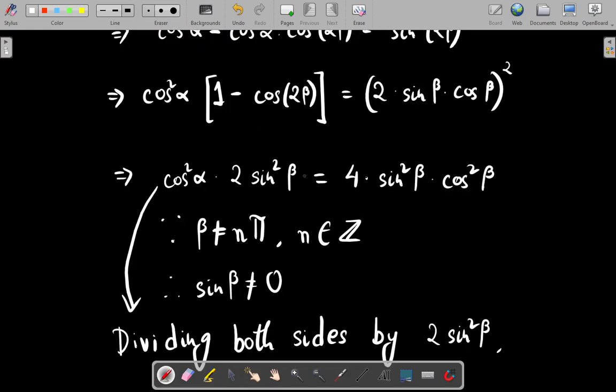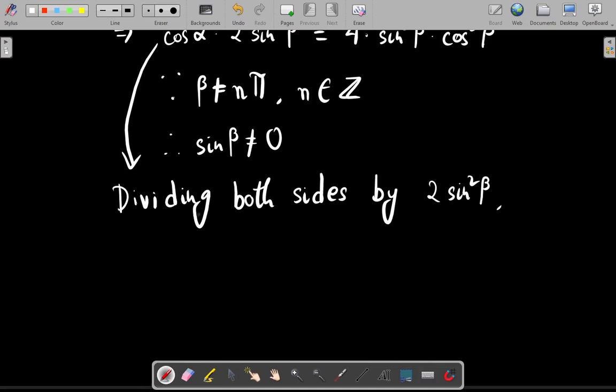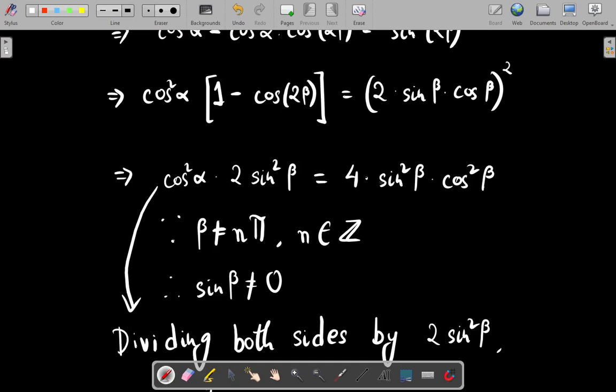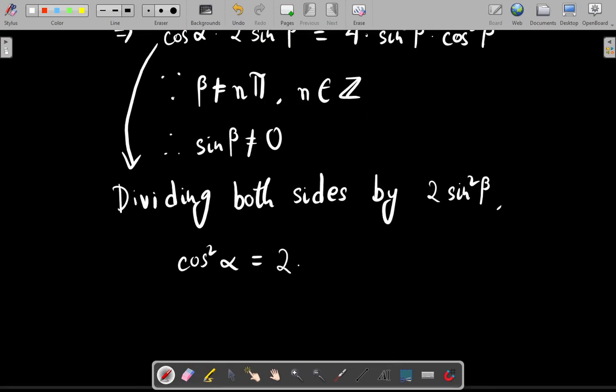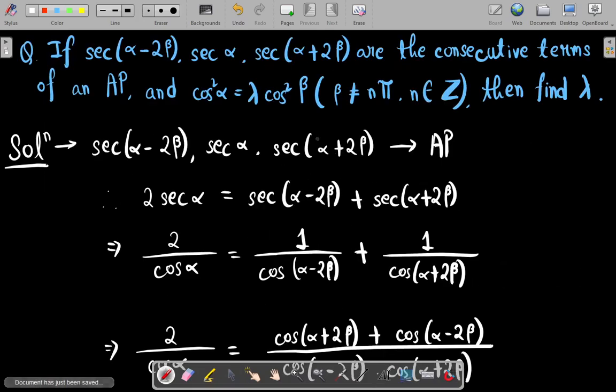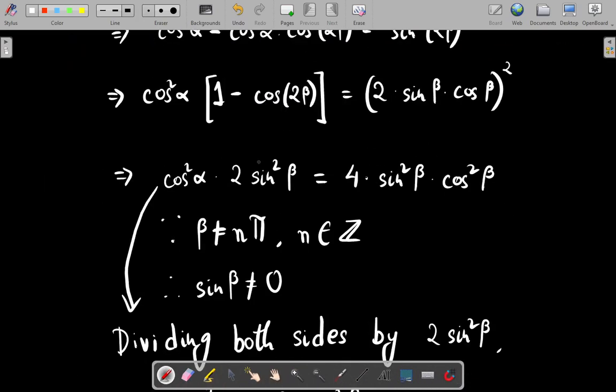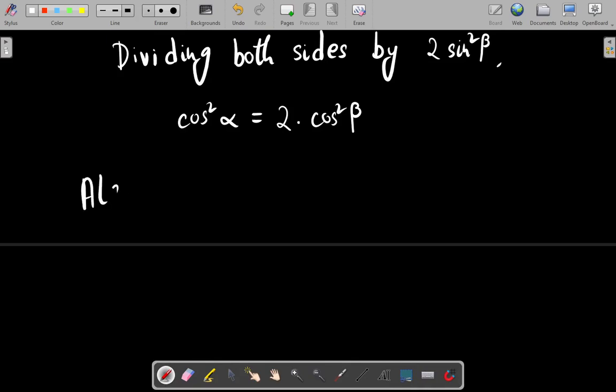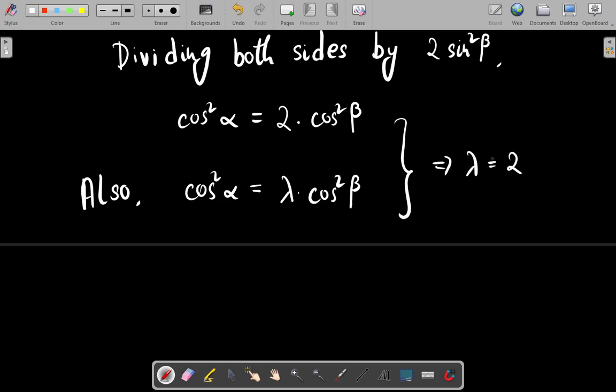we get this 2 sin square beta and this 2 sin square beta cancel each other, and this becomes cos square alpha will be equal to, a 2 will be left out, 2 times cos square beta. This is the required relationship, and we are given that cos square alpha is equal to lambda times cos square beta, and we have deduced that cos square alpha is equal to 2 times cos square beta. So on comparing these two equations, we get that the value of lambda is equal to 2. This is the required final answer.